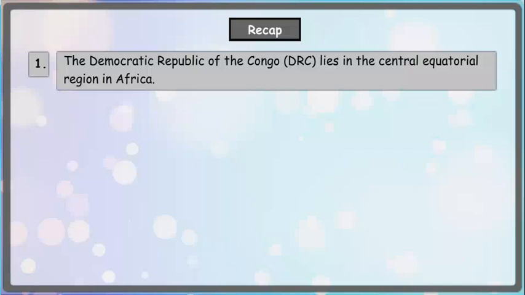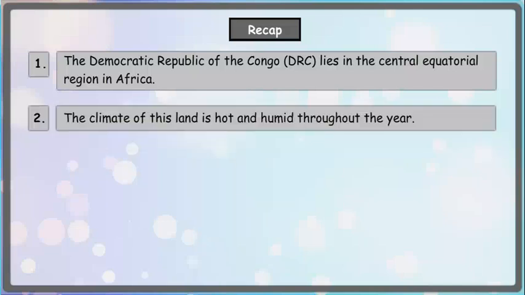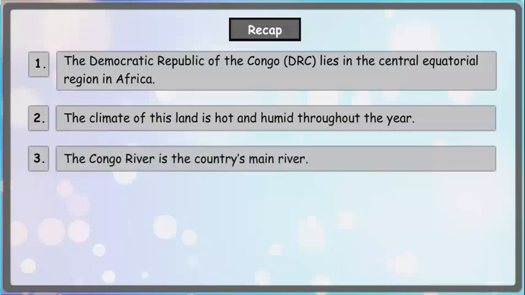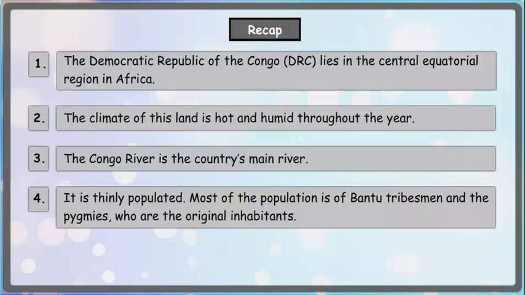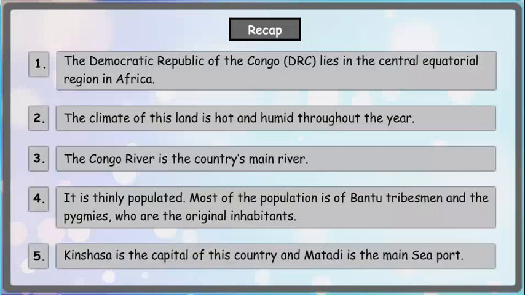Recap. The Democratic Republic of the Congo lies in the central equatorial region in Africa. The climate of this land is hot and humid throughout the year. The Congo River is the country's main river. It is thinly populated. Most of the population is of Bantu tribesmen and the Pygmies, who are the original inhabitants. Kinshasa is the capital of this country and Matadi is the main seaport.